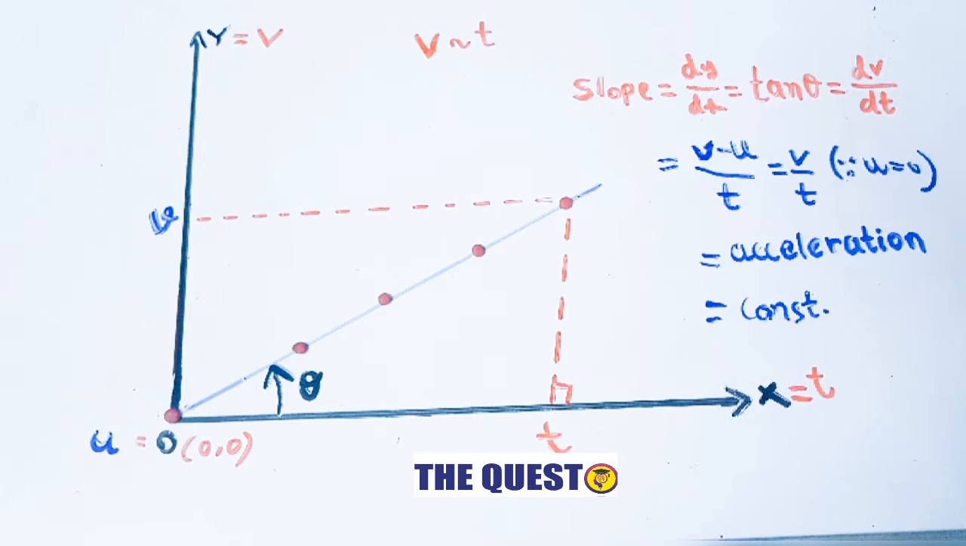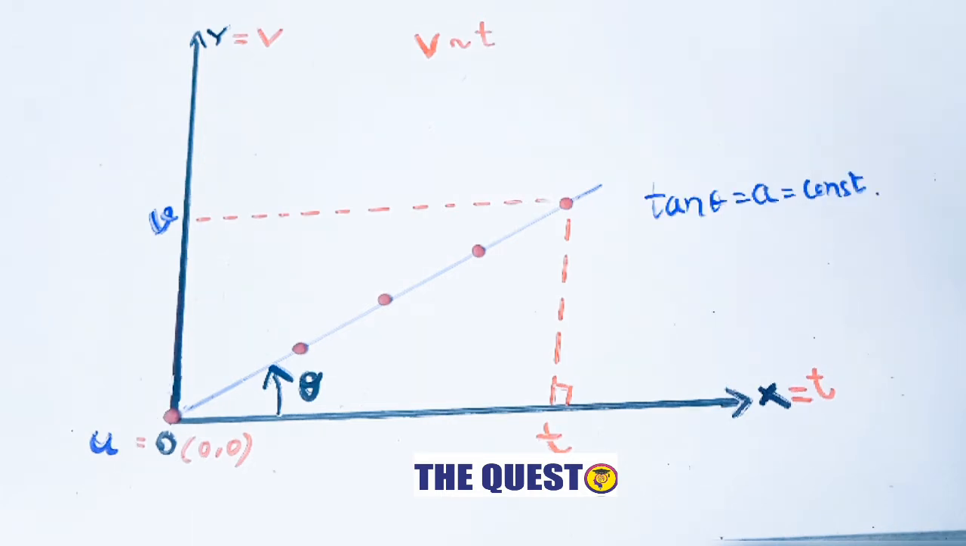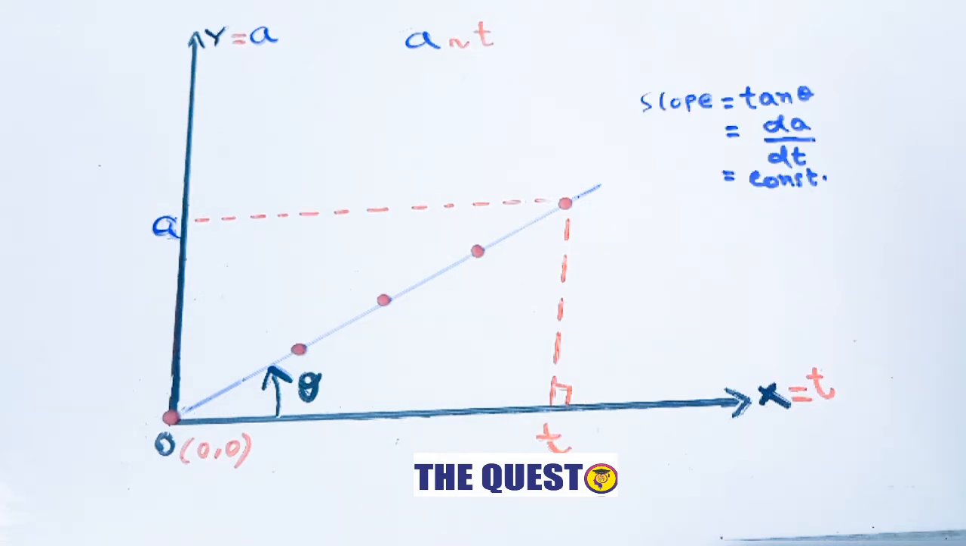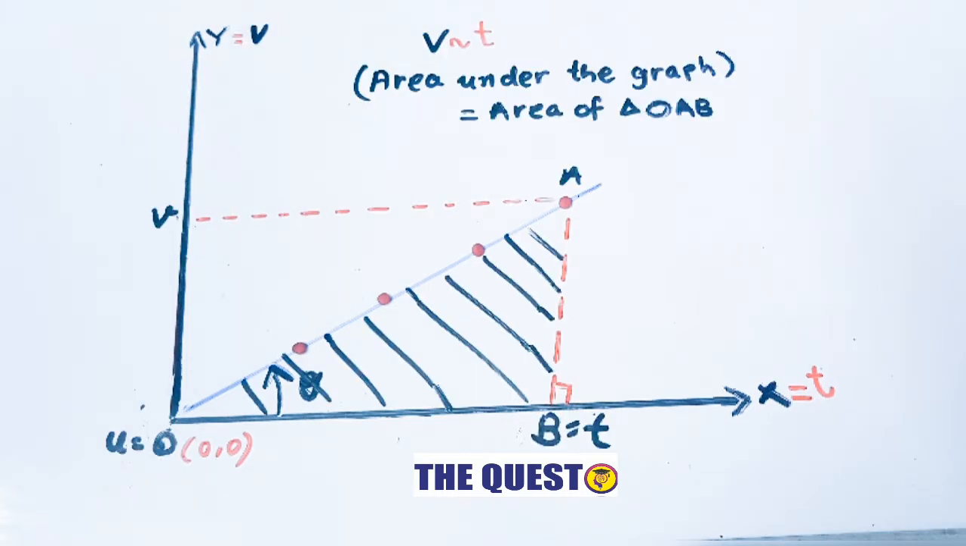In a velocity time graph, this type of line represents that the body is uniformly accelerating, and in an acceleration time graph, the straight line gives that delta A upon delta T is a constant quantity, which is the slope of the line. Now coming to the area under the curve.